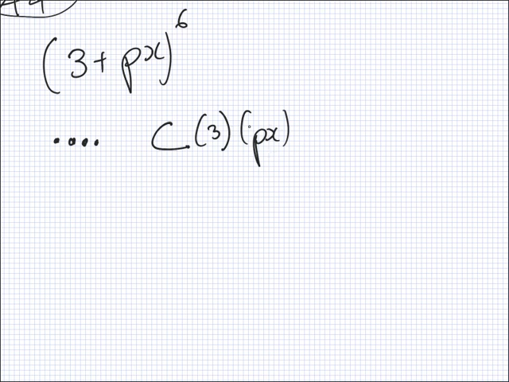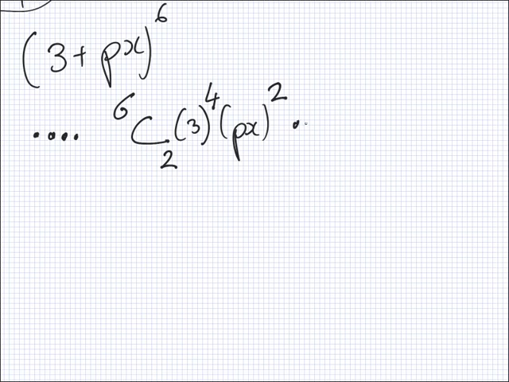Now, if I'm looking at the squared term, what's the power here? 2. And therefore, what must this power be? They add up to 6. What's this power number here? 6. And down here? 2 or 4, you can use either. Right, that's the square term. Agreed? Right, we continue until we get to the cubic term in the expansion, which will be 6C something, 3 with a something, and a px with a something. Right, what power goes here? 3. And here? 3. And here 3.